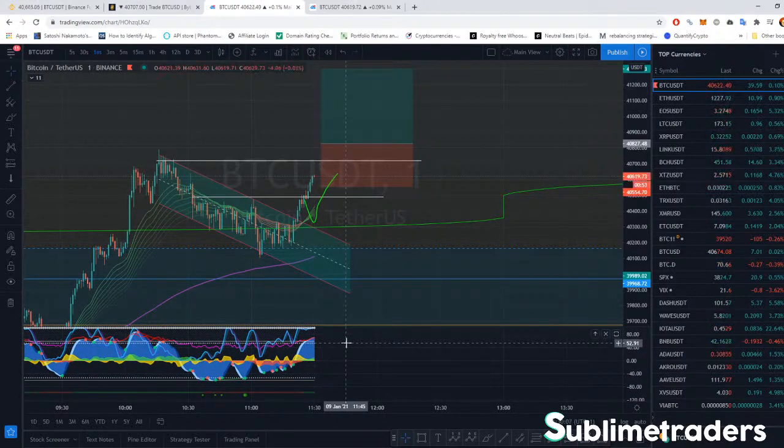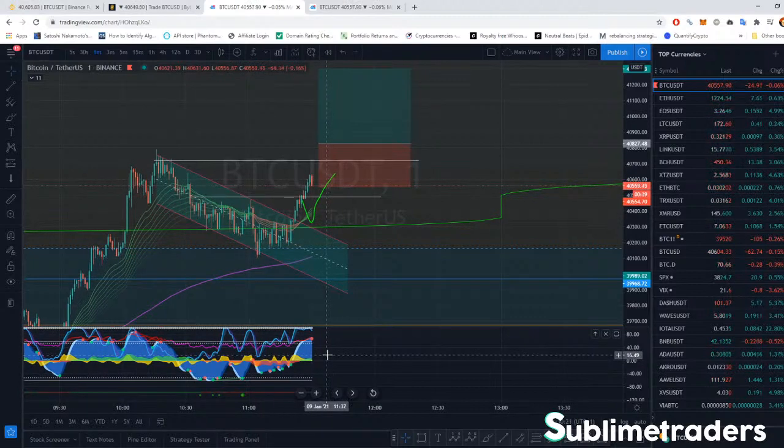Then of course we use volume indicators that are not on TradingView, and we use an aggregated order book that shows us the buy walls and sell walls. That is on another PC, I cannot stream it. So in a very short description, this is how we use indicators.